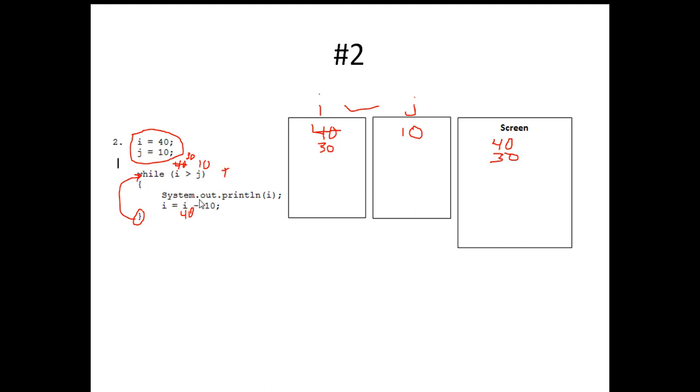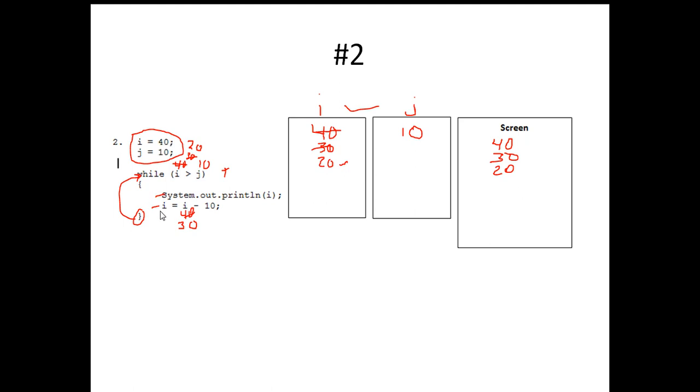Then I, in the next line down, is going to be assigned whatever it is now, which is 30 minus 10. So now I is 20. The next line is the closing brace. Go back to the while, and the question now is, is 20 greater than 10, which it still is. And so we jump in here and print I. I, if you look at your memory location, is 20. So we print 20.